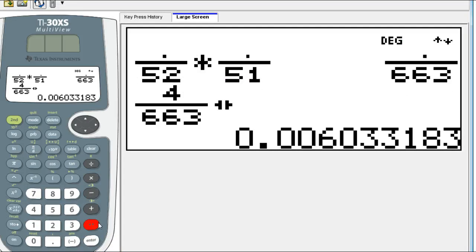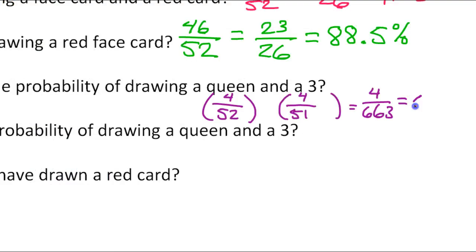Okay, now be careful, if you're going to write a percent, be careful how you move the decimal. That decimal gets moved 2 places. Alright, 1, 2. Okay, so that decimal is going to end up right here. So that is going to be 0.6. Alright, so that's 0.6%.